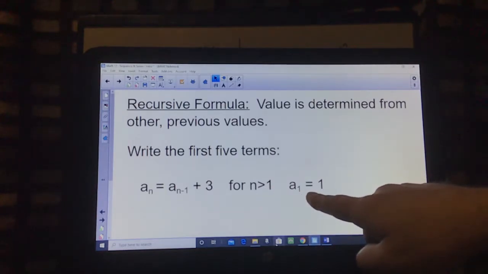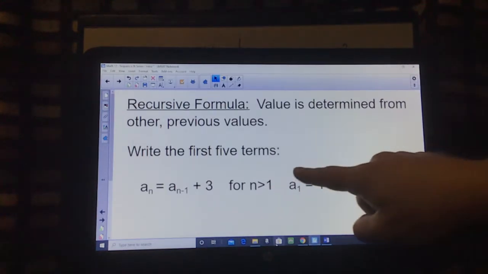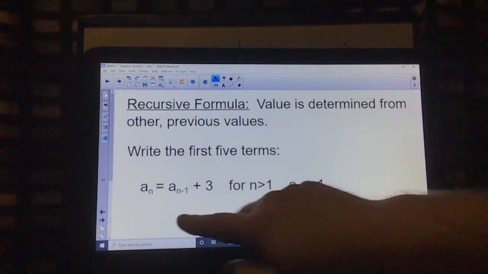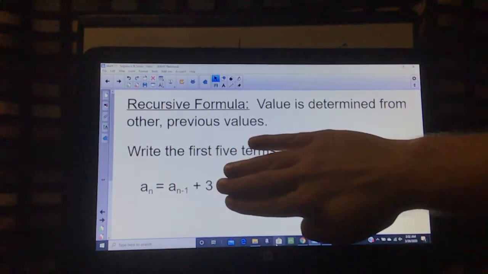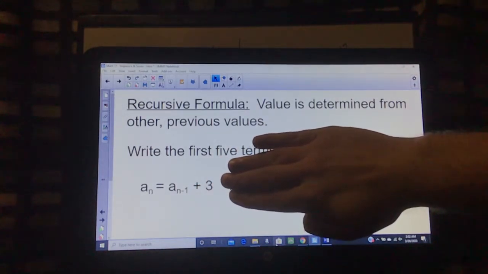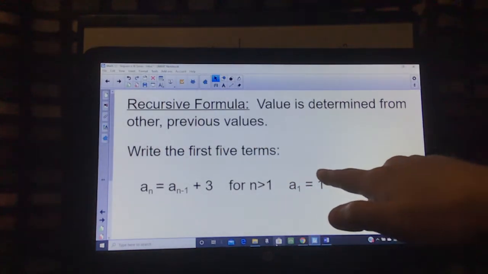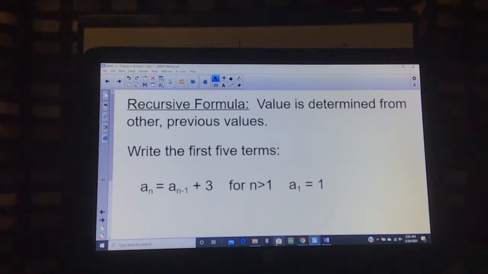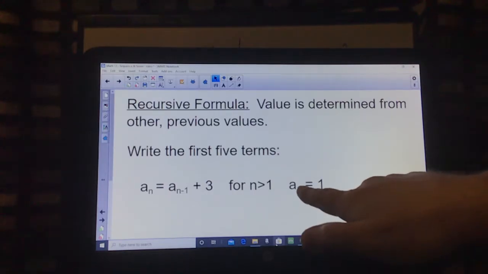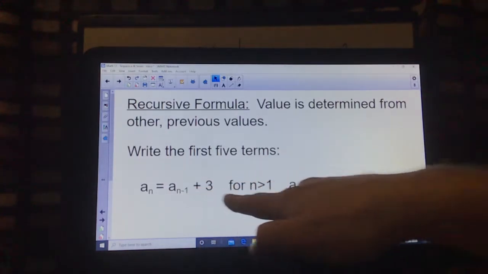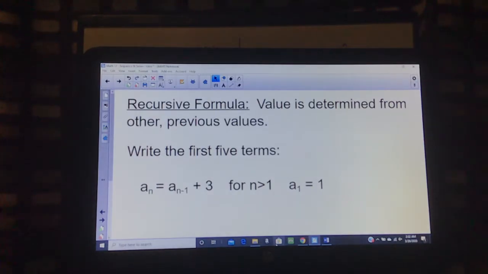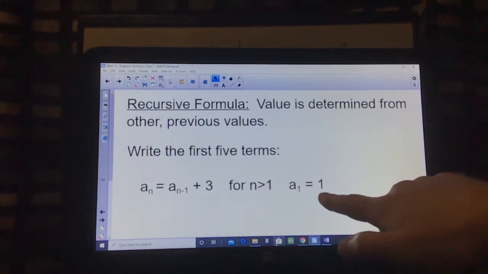Why? Because in a recursive formula, they have to give you one of the terms. Because if I just had this part, I don't have any of the terms, so I wouldn't know what to plug in. So in a recursive formula, they always give you at least one term. They have to tell you what one of them is, because once you know one of the terms, you're going to feed it into the formula to find other terms. So they give me a sub 1, and then they want to know, what are the other 5 terms? So I know the first one.